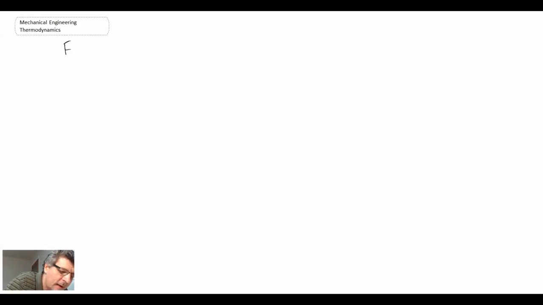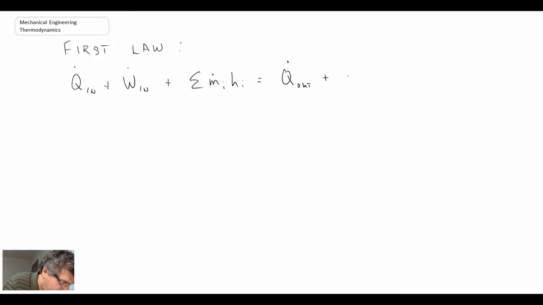So let's take a look at that. Writing out the first law, and this is for a steady flow system, I've cast it for multiple inputs and outputs. That's our form of the first law, which we will apply, and you make your assumptions in terms of whether you are doing work, or adding or removing heat. We will be applying that at times.